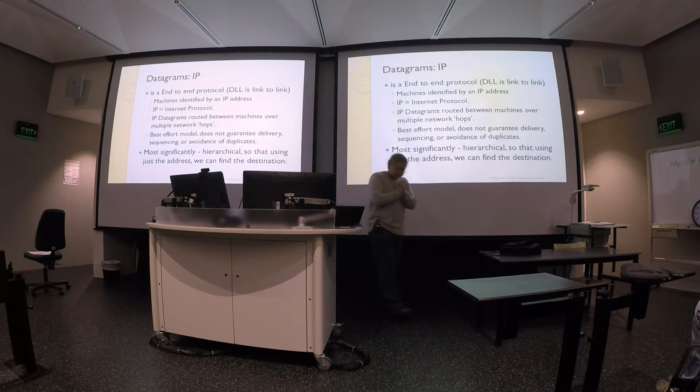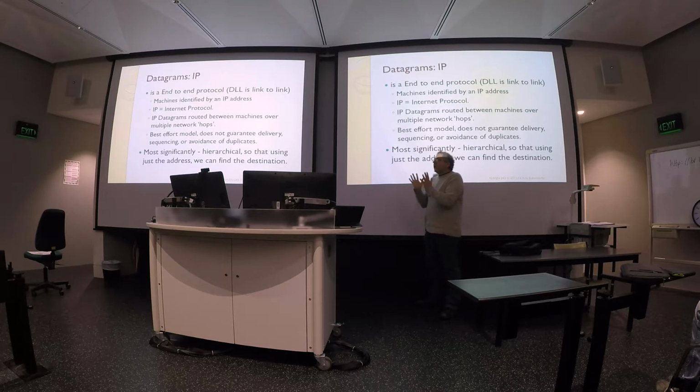All right. IP, the Internet Protocol. It's an end-to-end protocol that is source to destination. When we saw level 2 with the MAC addresses, that was link to link. IP is an end-to-end routing protocol. Every machine is identified by an IP address. IP datagrams are routed between machines over multiple hops in the network. So send, hop, router, hop, destination.